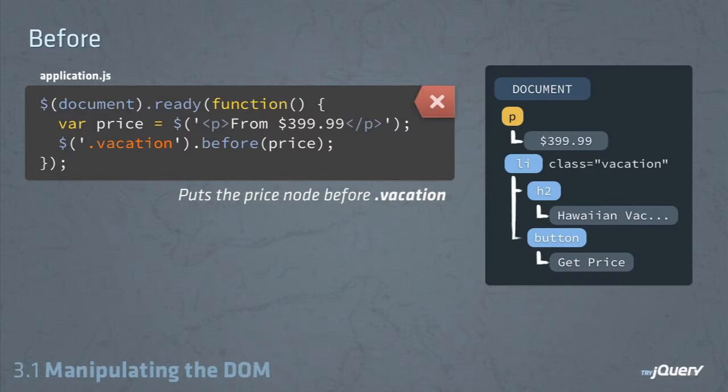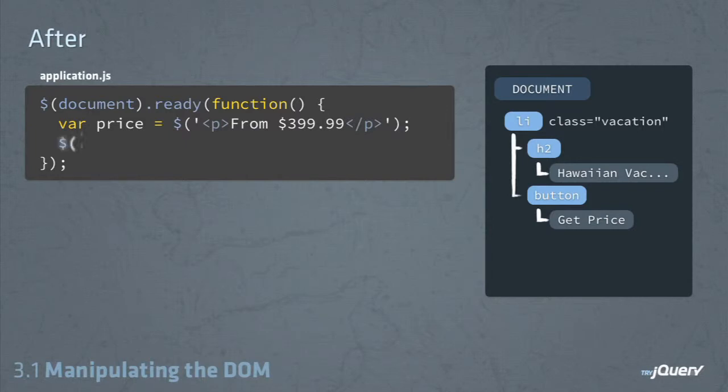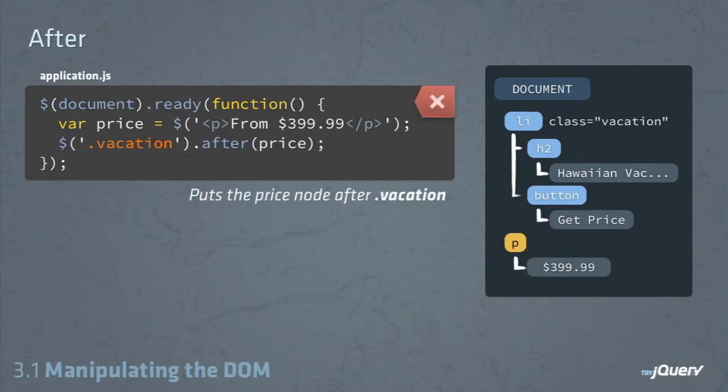This is where it would add the paragraph, which in this case is not what we're looking for. So let's try a different method. What if we tried adding the price after the vacation node? In this case, it would be put down here at the bottom, which is also not what we're looking for.